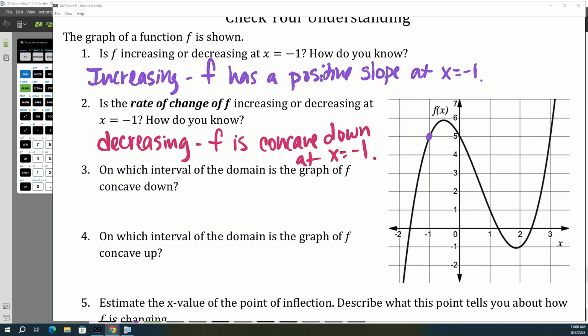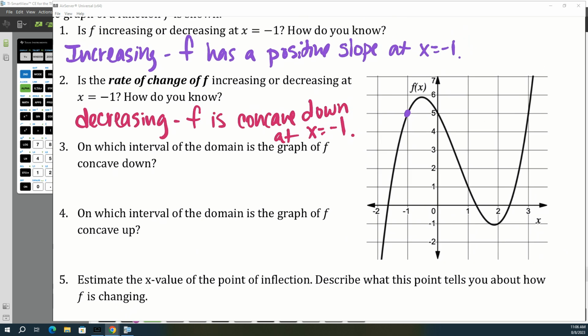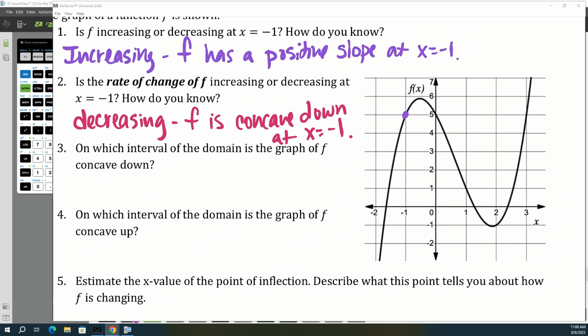All right. Let's do number 5 and then come back and do 3 and 4, because we kind of need to know number 5 first. So let's estimate the point of inflection. What x value does it look like we're changing from concave down to concave up? Ish. We don't know for sure. What two numbers is it in between?